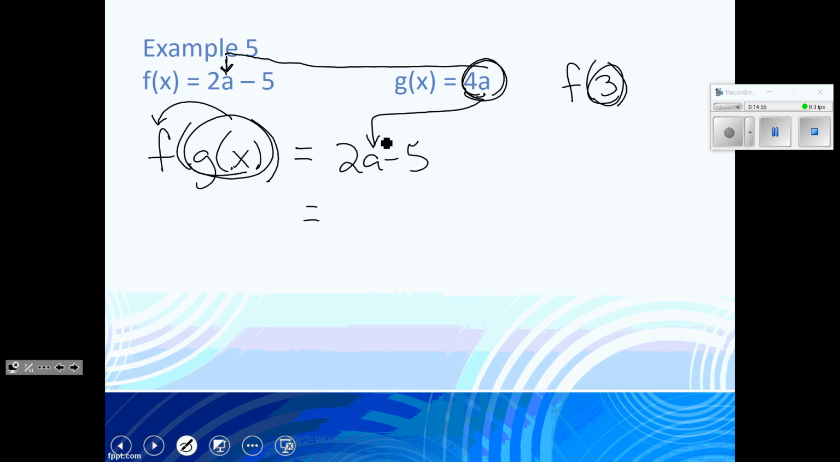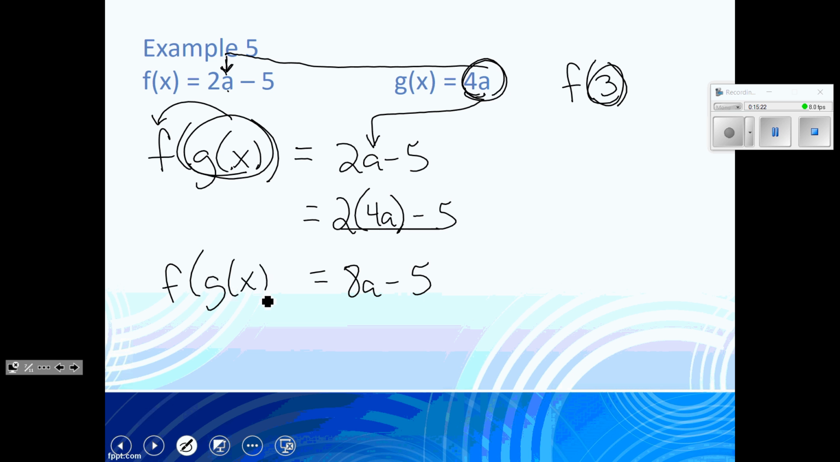And I'm going to plug it into the f of x. I'm going to take the 4a and plug it into the 2a minus 5. I'm going to take one function and plug it into the other. And then I'm just going to evaluate. So I'm going to take the a out, and in its place I'm going to put in 4a. So then I'm just going to simplify. So this would become what? 8a minus 5. And that is what f of g of x is equal to.